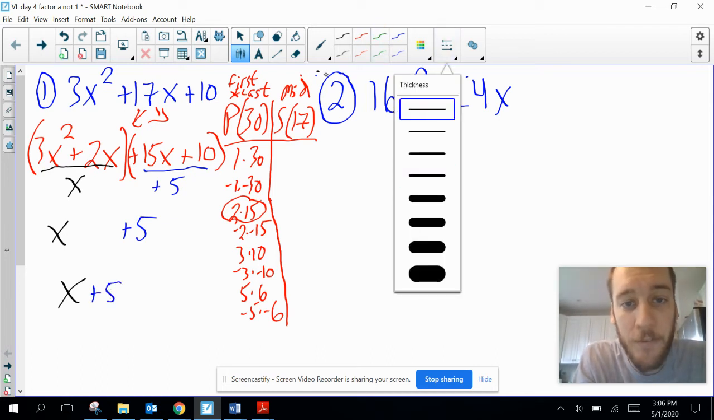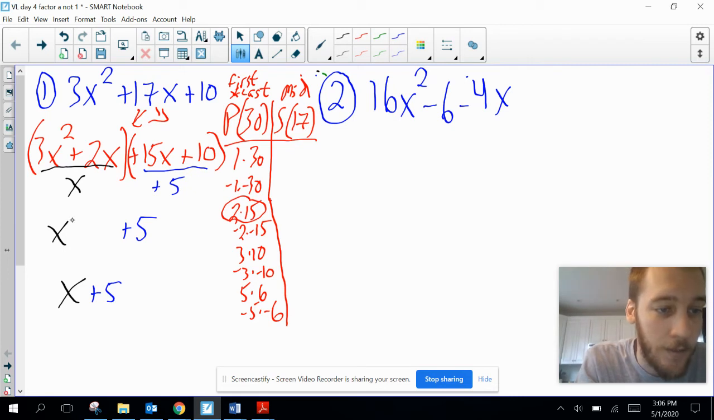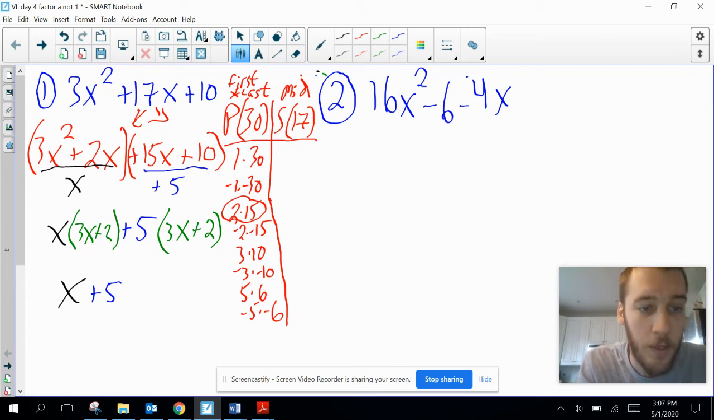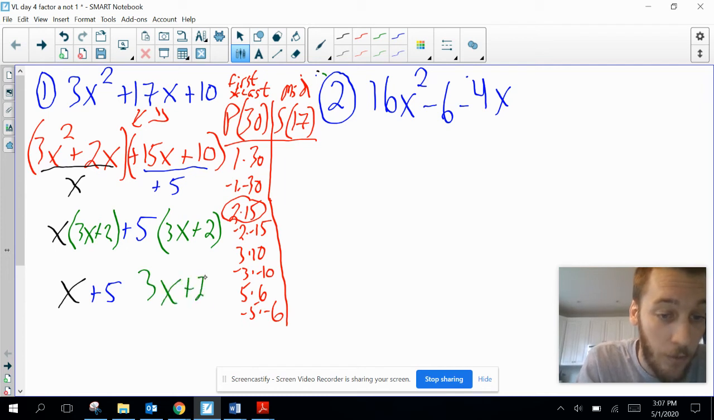And after I take those out, I'm going to write down what's left. So if I divide these by x, I'm left with 3x plus 2. And over here, if I divide these by 5, I'm left with 3x plus 2. See something familiar? They both have the 3x plus 2. And because they both are being multiplied by 3x plus 2, like we were doing in the previous lesson, I can write 3x plus 2 times this quantity, and this is the final answer in factored form.